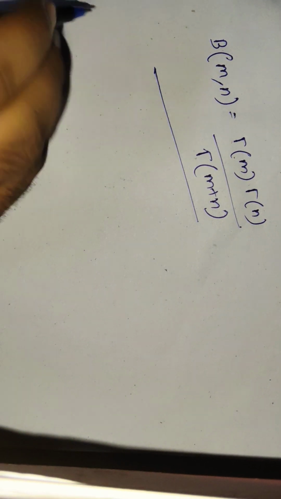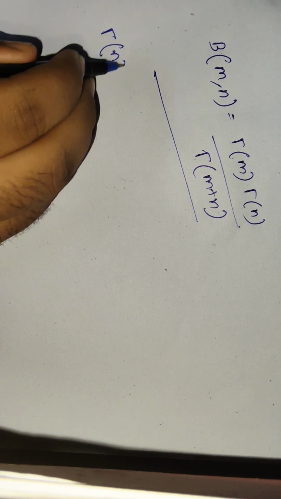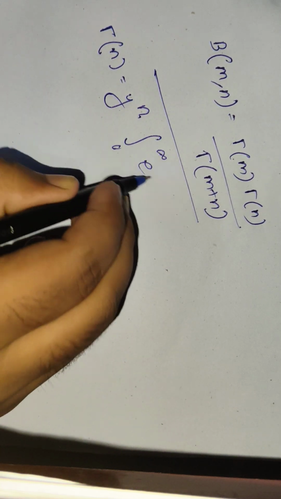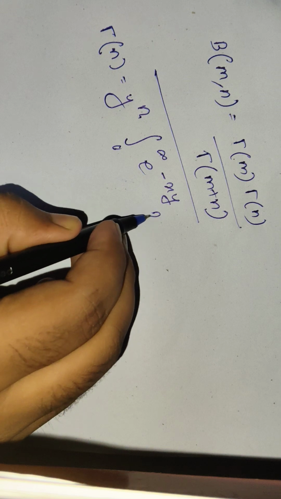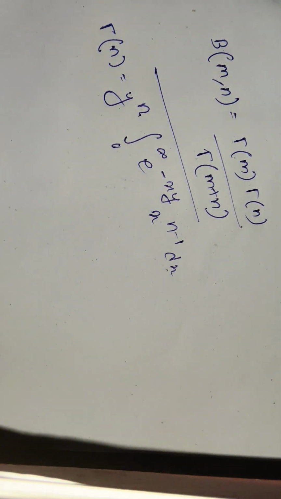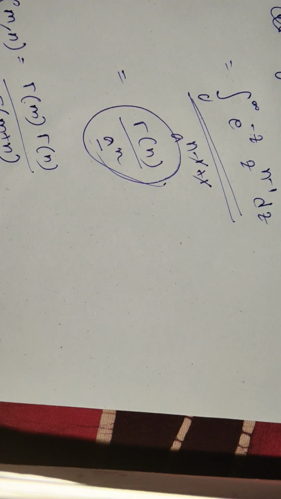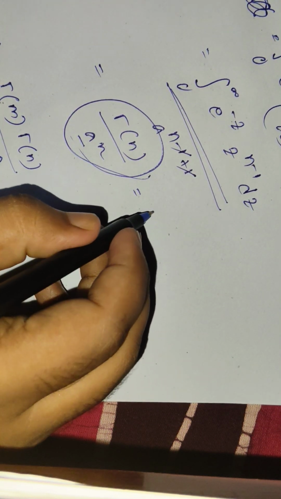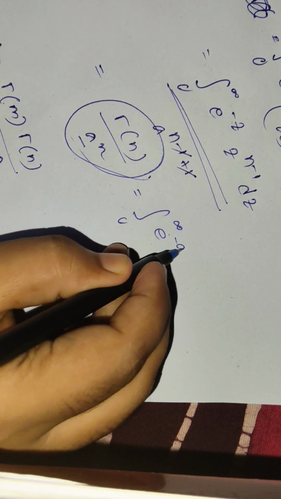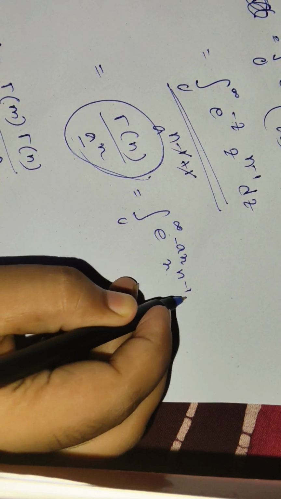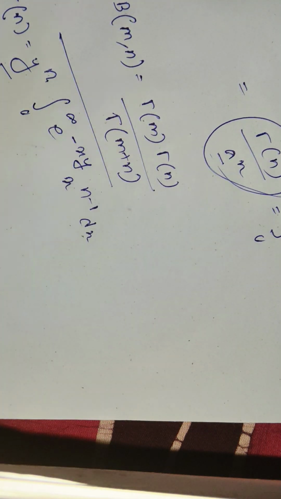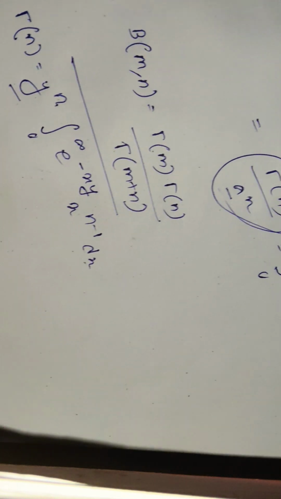First of all, can we say that gamma n is equal to y to the power n times the integral from 0 to infinity of e to the power minus yx, x to the power n minus 1, dx, where y is nothing but a constant? Like in that case we said a, here we are taking y as a constant. We can say this because it equals the integral from 0 to infinity of e to the power minus ax, x to the power n minus 1, dx, where a is a constant. We are taking the same thing, just multiplying by y on both sides, and we get this equation. Very nice.